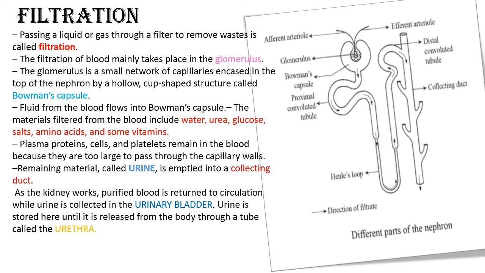And this is how urea, or other waste products which are present in the blood, is excreted: it is collected into the collecting duct and from there passes through the urethra.